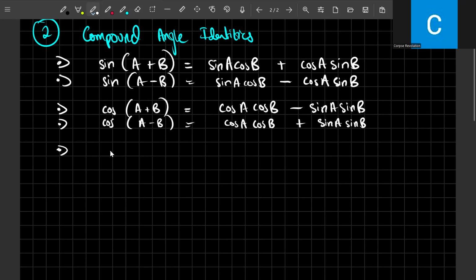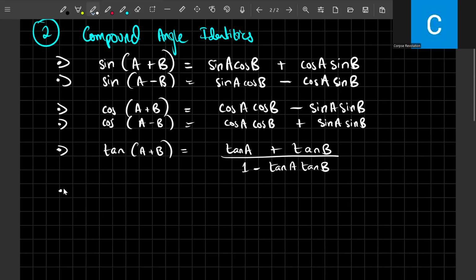Now we have tan. Tan(A plus B) is equal to tan A plus tan B upon 1 minus tan A tan B. And tan(A minus B) is tan A minus tan B upon 1 plus tan A tan B.